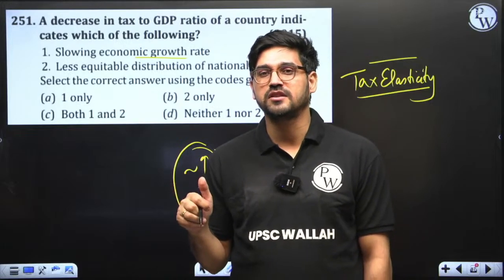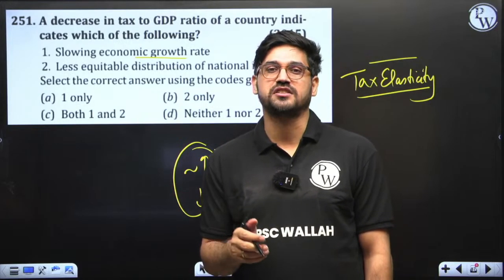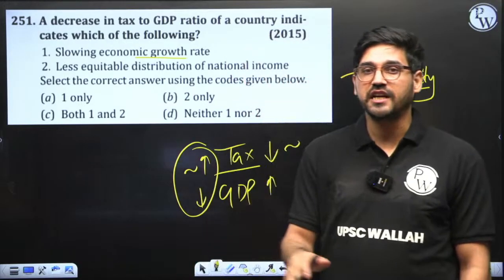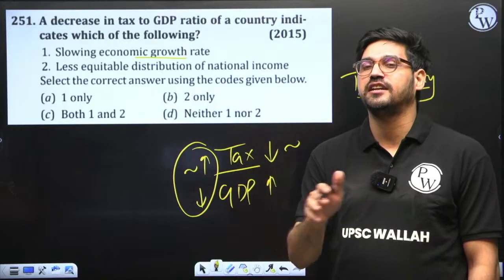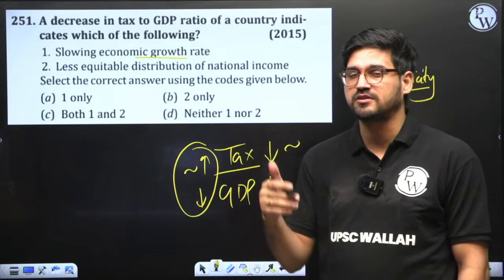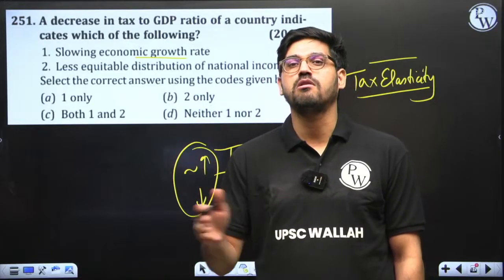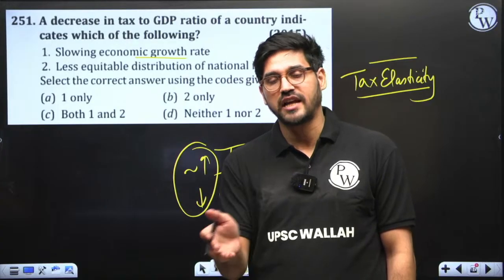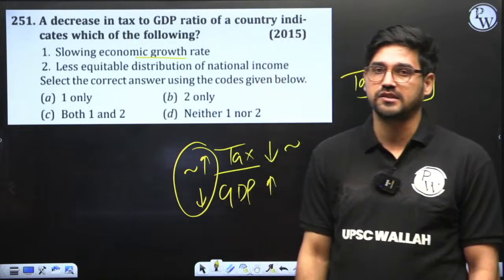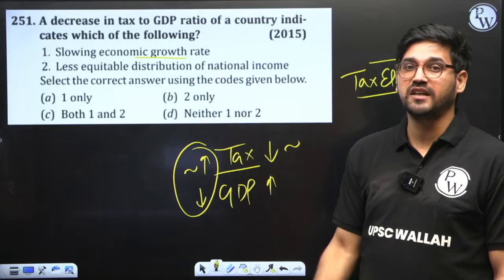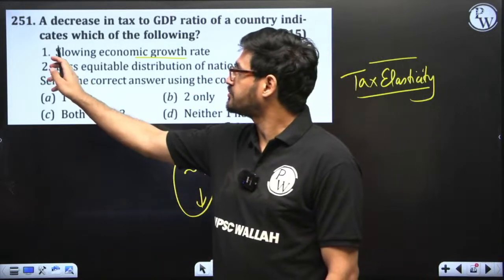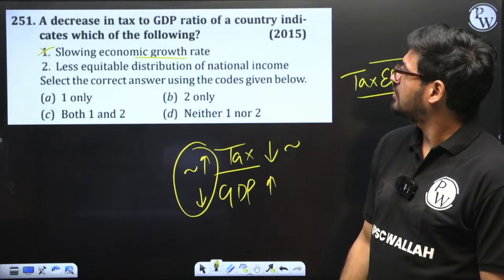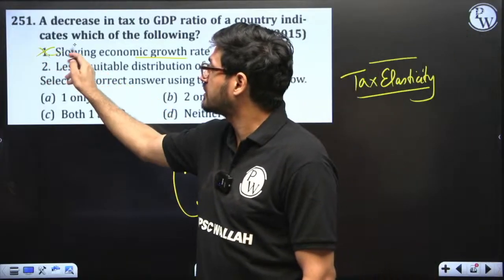Tax elasticity means the change in one variable, which is taxes, subject to change in another variable, which in this case is GDP. If GDP increases, normally you will find that the correlation between taxes and GDP is on the positive side. That means you will also witness the tax collection being higher. If GDP declines, the tax collection will also be lower in that case. Right? So, slowing economic growth rate, not necessarily. Second one says, okay, so is the first, so slowing economic growth rate, yes.